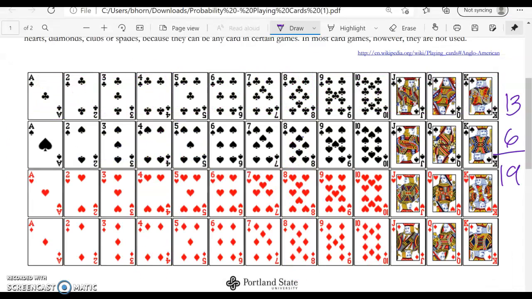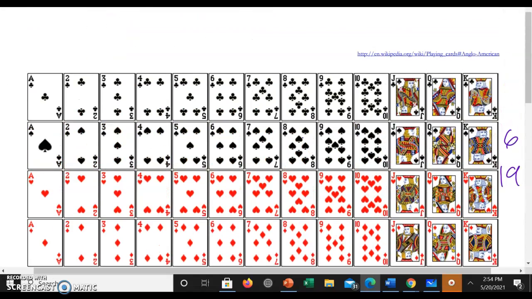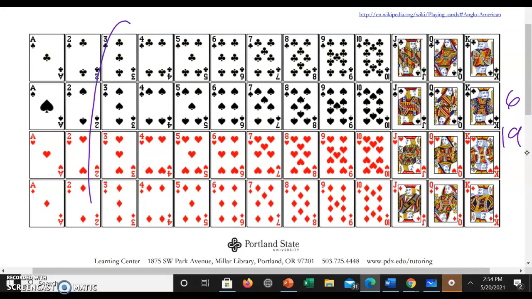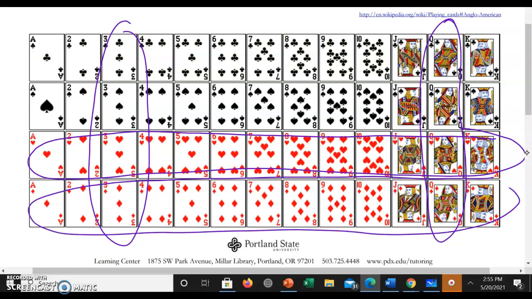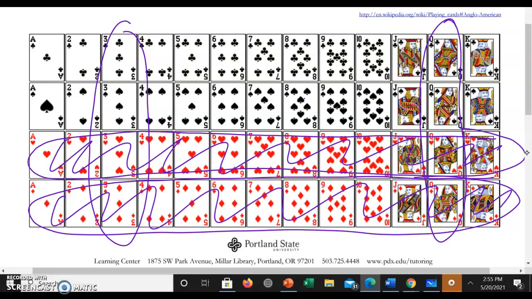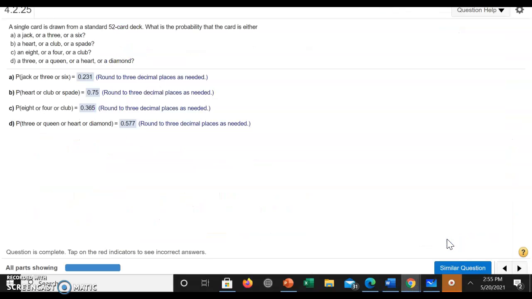All right, the last one, a 3 or a queen or a heart or a diamond. Okay, so a 3 or a queen, or a heart or a diamond. We would count all of these. That's 13. 13 more is 26. 2 more is 28. And 2 more is 30. So that would be 30 divided by 52, which is 0.577.